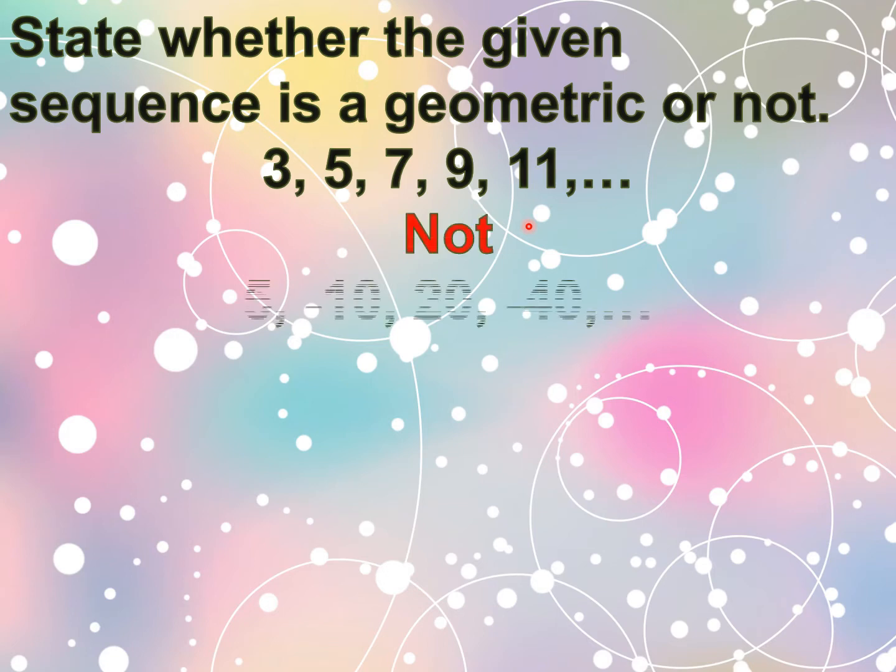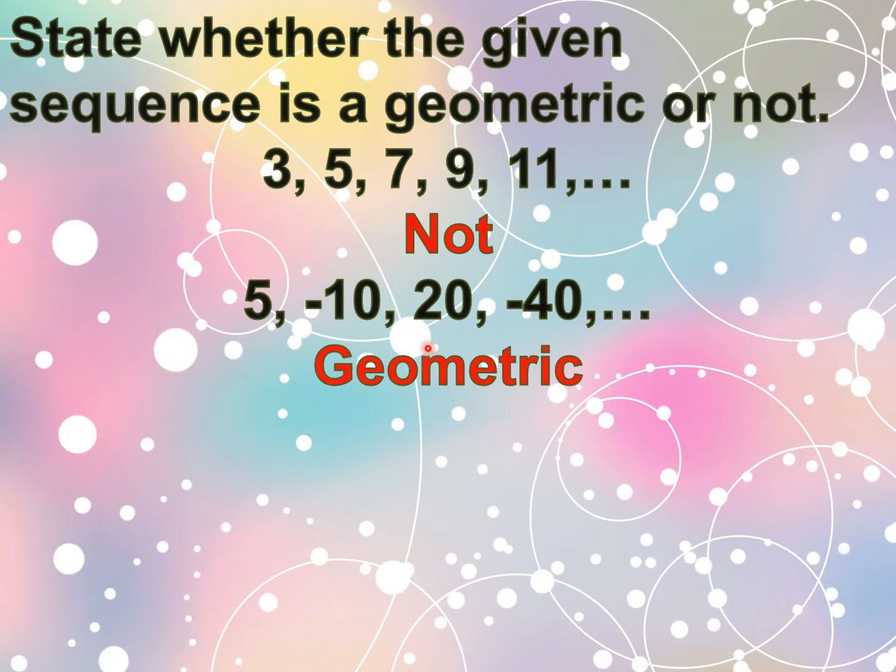Next example, we have 5, negative 10, 20, tsaka negative 40. Dito medyo mabilis yung pag-increase niya. So, check natin kung may common ratio nga ba. Divide natin. Negative 10 divided by 5 is negative 2. 20 divided by negative 10 is negative 2. Negative 40 divided by 20 is negative 2. So, since may common ratio tayo, masasabi natin na ito ay isang geometric sequence.